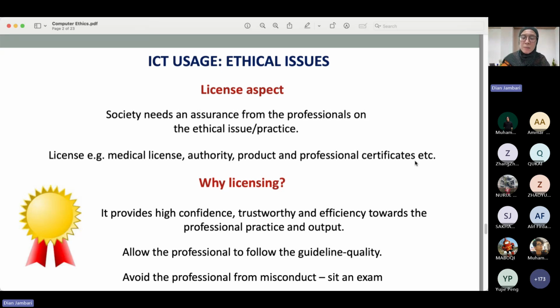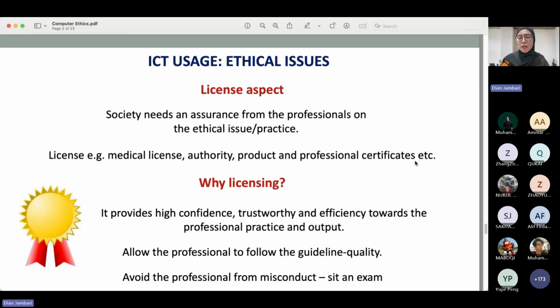Okay, so that medical license provides that confidence or assurance. The same goes for professionals in our field, in the computer field. We are used to knowing that there are several licenses for software. Okay, why does software need a license?